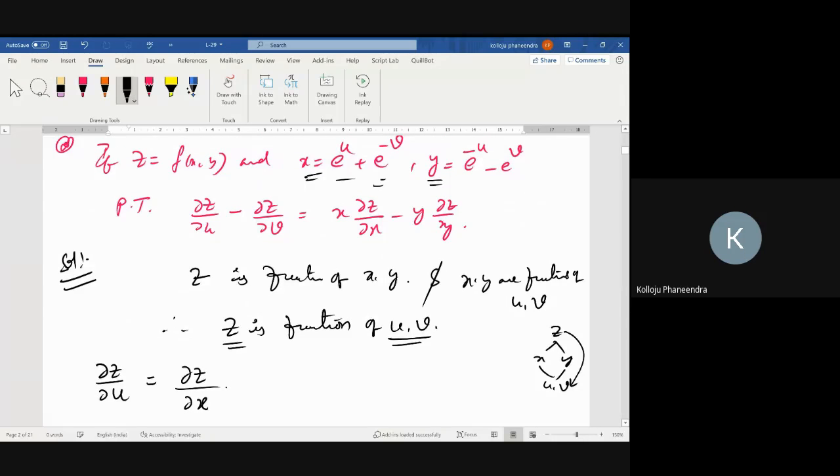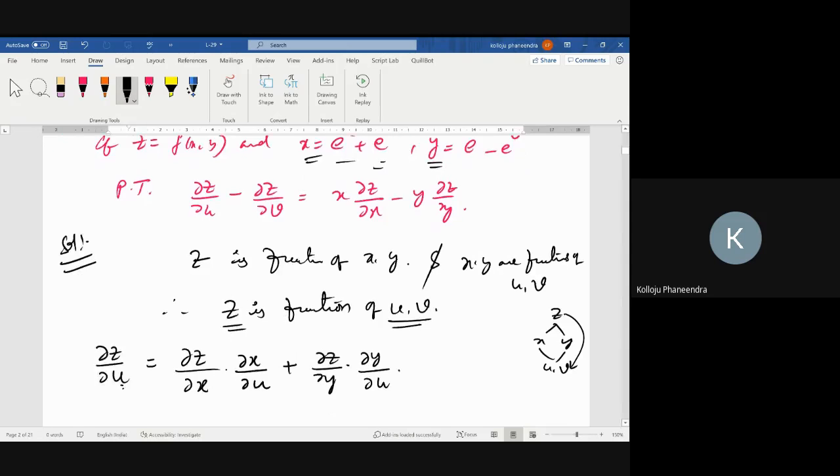Therefore, this is a partial derivative. ∂z/∂u equals ∂z/∂x times the derivative of x with respect to u, plus z is a function of y, so its derivative with respect to y, and y is also a function of u and v, so the partial derivative of y with respect to u. Okay, this is the total differentiation formula.